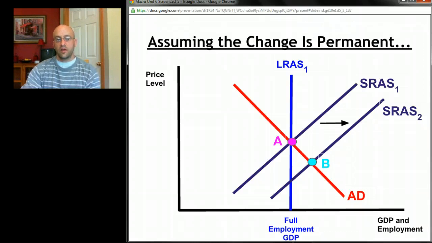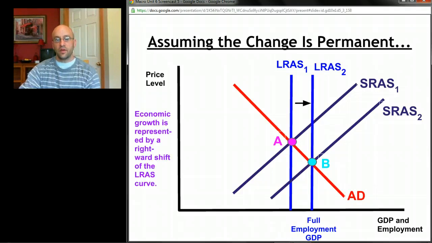Now, the idea here is that if that change is permanent, if those nanorobots are going to be around forever, we can make more stuff, and that's not going to change. That's going to be an increase in our productive ability that'll be permanent. And the way that we'd represent that in our graph is to shift long-run aggregate supply to the right. In fact, that's how we're going to represent economic growth. That's a higher level of GDP. That's more stuff at full employment. Still, given our 5% unemployment, we're able to make more goods and services because we have this amazing new technology. Economic growth is represented by a rightward shift of the long-run aggregate supply curve. Point B might be our new long-run equilibrium.